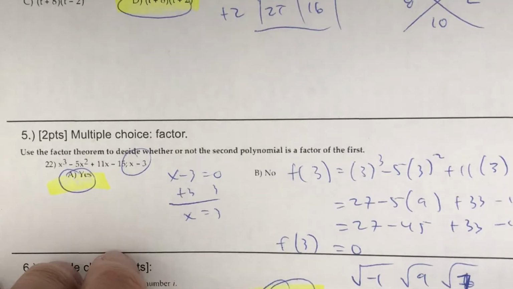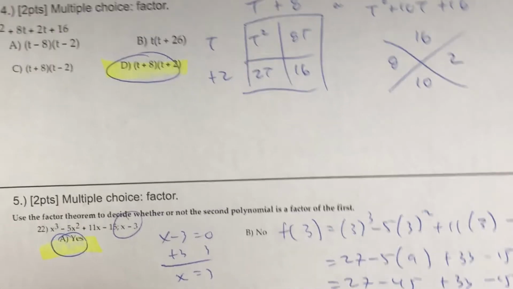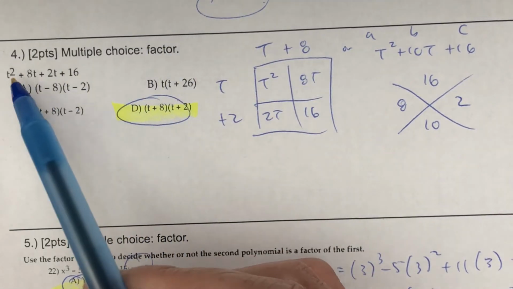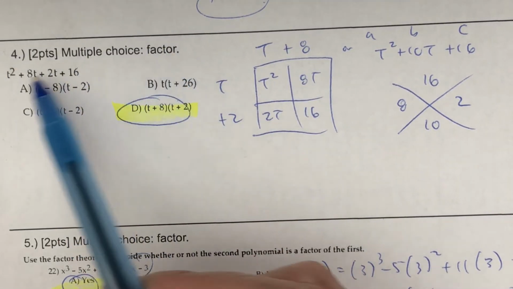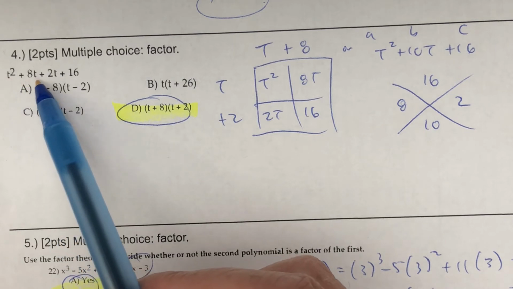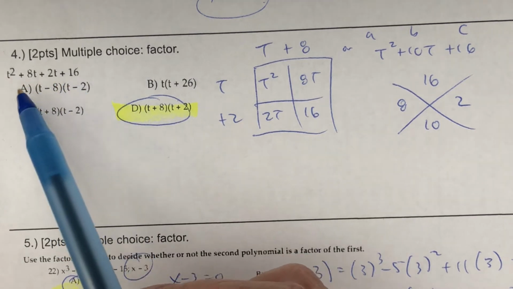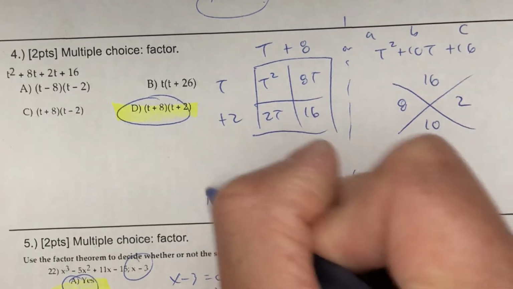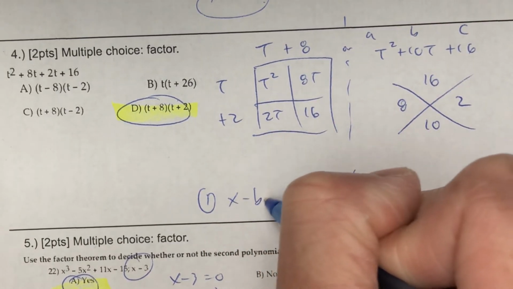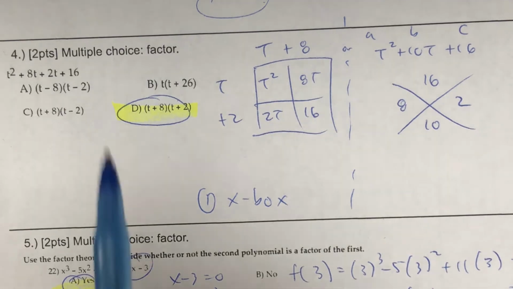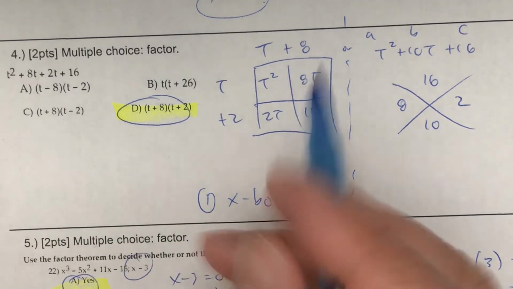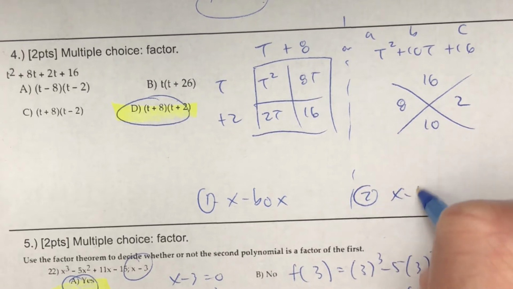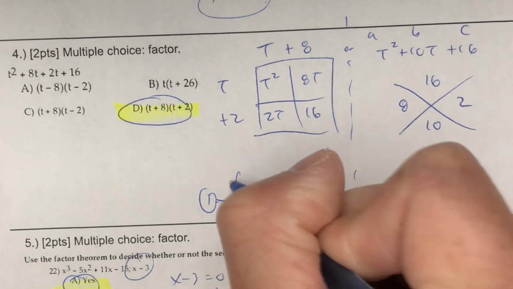Question number 4. Factor the polynomial t squared plus 8t plus 2t plus 16. You can do this problem in 2 ways. The first way you can use is your x box. This is factoring by grouping.